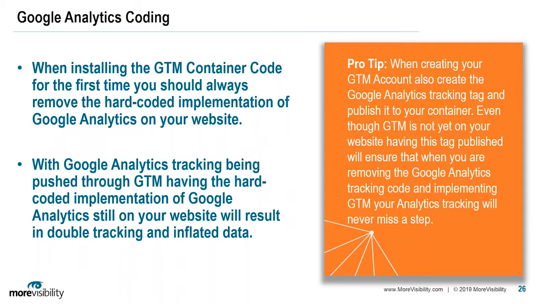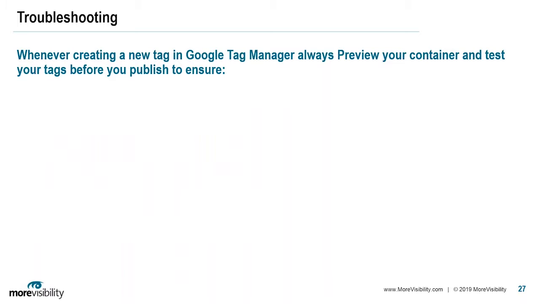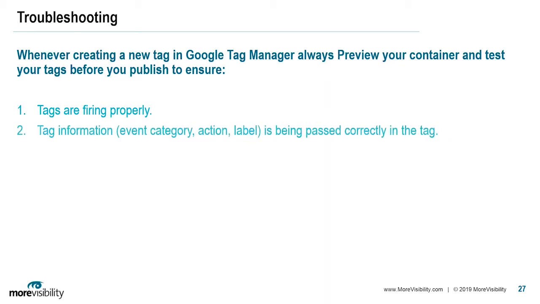And then let's talk about troubleshooting. Whenever creating a new tag in GTM, always preview your container and test your tags before you publish them. Like I had mentioned, this will ensure that your tags are firing properly, that the correct information is being passed through the tag, such as your event category, action, or label, and that your website is responding correctly to any changes made.